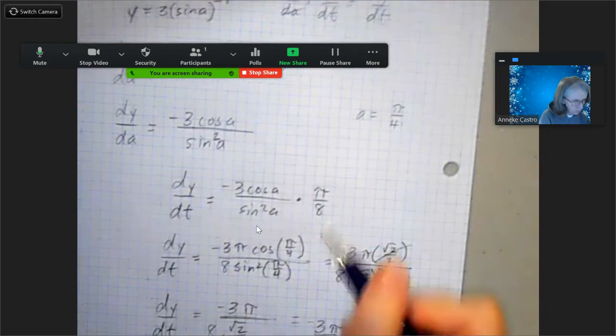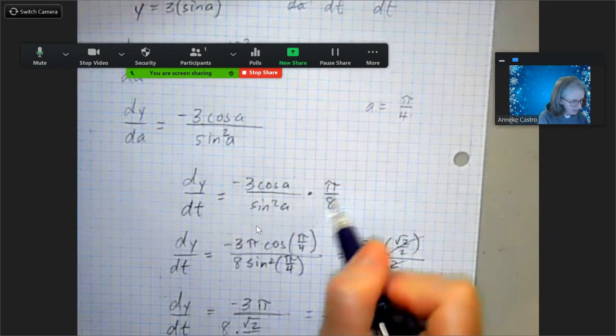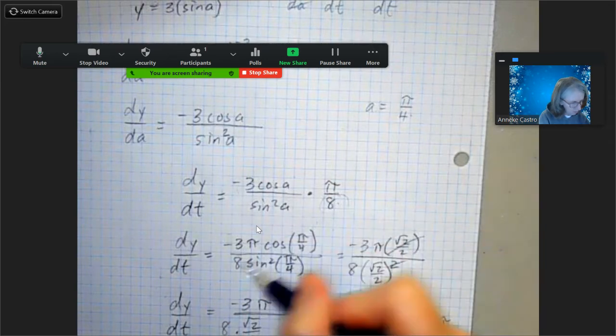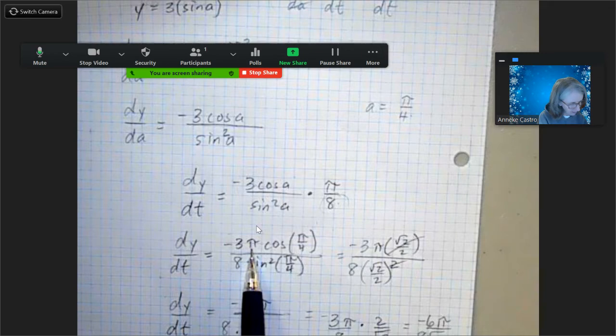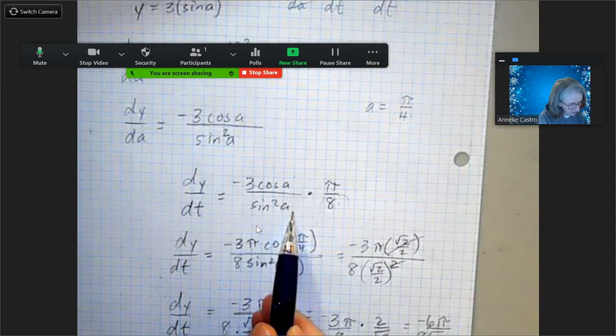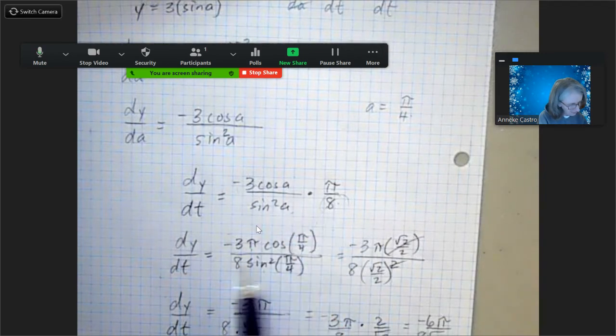So here's where I went wrong, by the way. Here was that 8, and I forgot to copy it down when I went to the next line. See, I put my pi over here next to the 3, but I just put down sine squared. I forgot the 8. Okay, so that's what I forgot. So when I bring that through, everything was good.